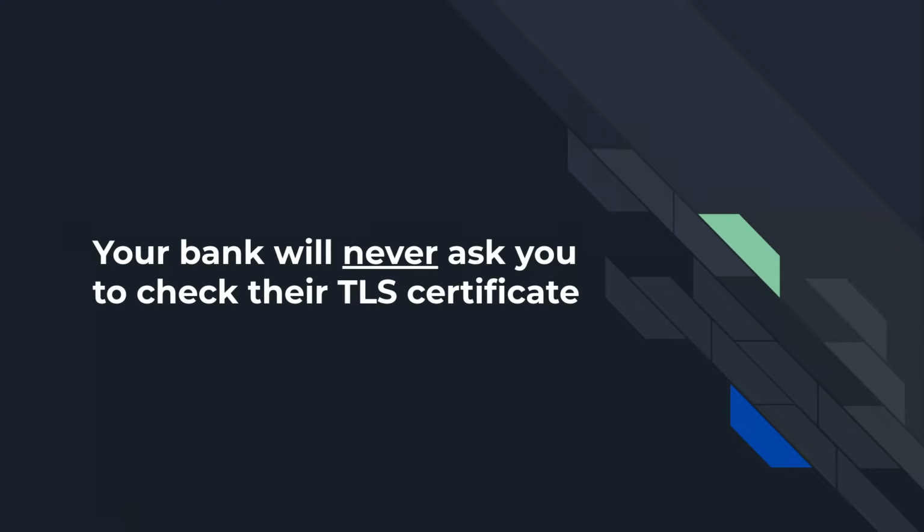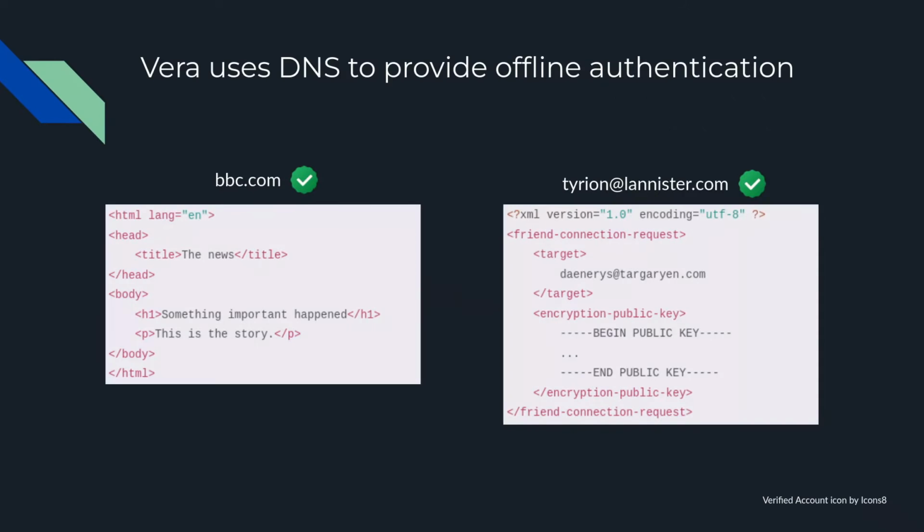But if you think about it, your bank will never ask you to check their TLS certificate, not by comparing fingerprints and certainly not by storing the certificate up front before any communication can begin. So we know that this problem is already solved by asking users to check the domain name in the address bar in this case. So we should be able to use a similar mechanism to offer authentication offline. And that's precisely what Vera does. Vera uses DNS to provide offline authentication.